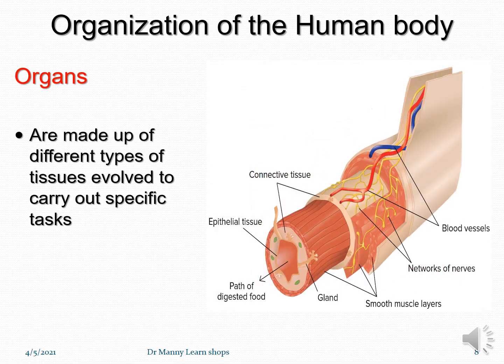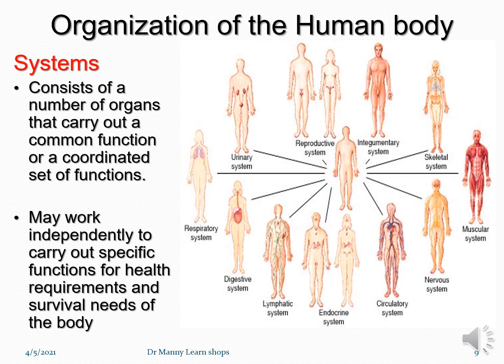Then tissues are organized into systems. And systems primarily consist of a number of organs that carry out a common function or a coordinated set of functions. And they can work independently to carry out a specific function for health requirements and survival and needs of the body, or they can work as a team.